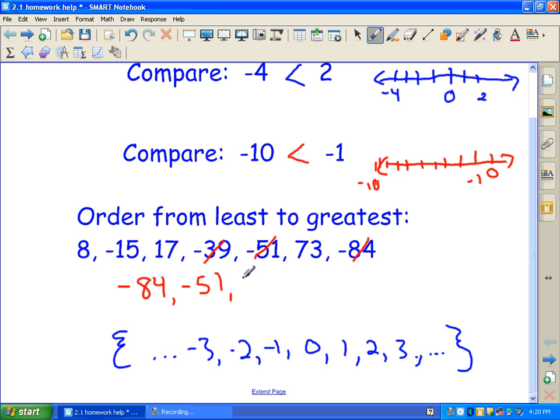And then I'd have negative 39. And then negative 15. And then I would have positive 8, positive 17, and positive 73. And so that is how I put them in order from least to greatest.